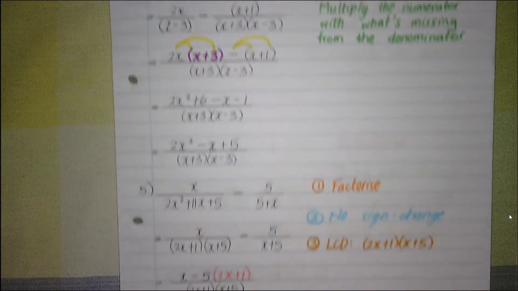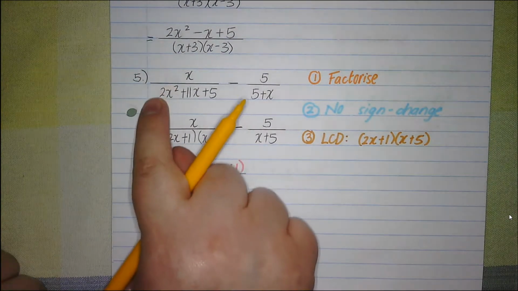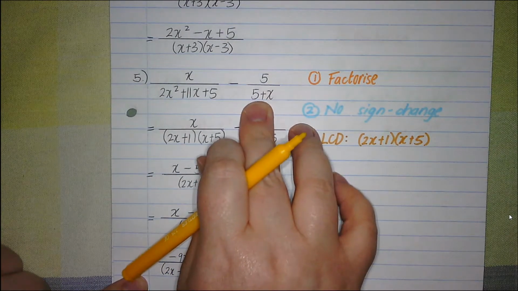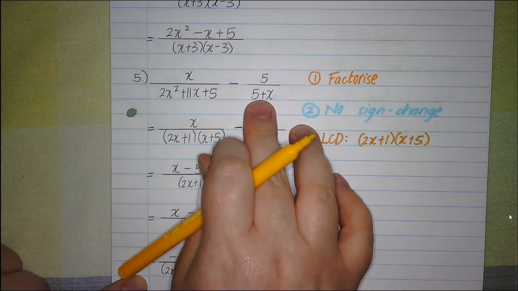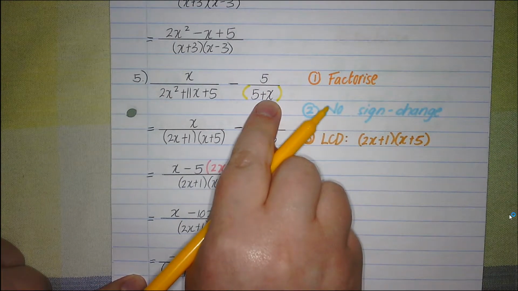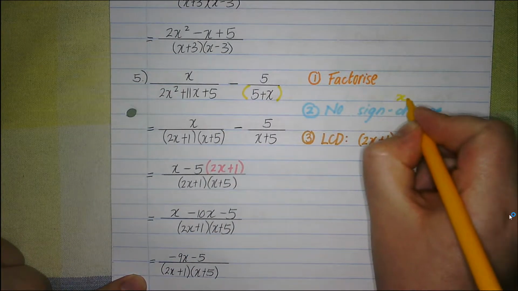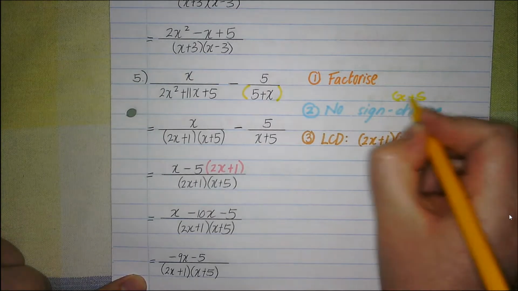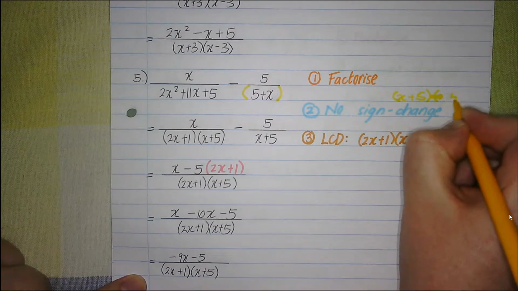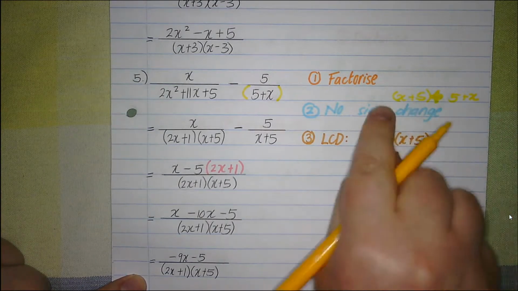Alright, then for question number 5. You'll see that we have an advanced trinomial here, and this is again one of those that looks like a sign change but isn't, because the 5 is positive and the x is positive. They can just swap places. So again, x plus 5 and 5 plus x are the same thing. Okay, so these two are the same thing.